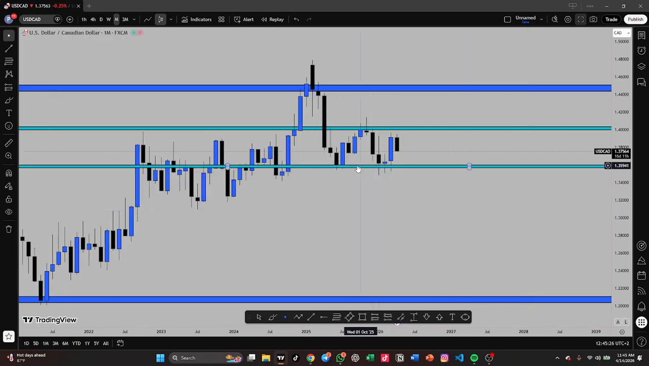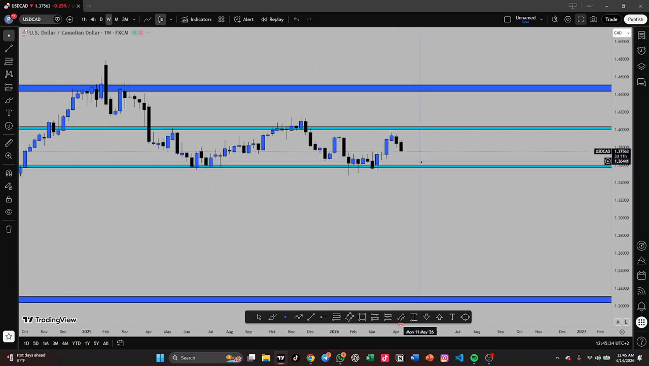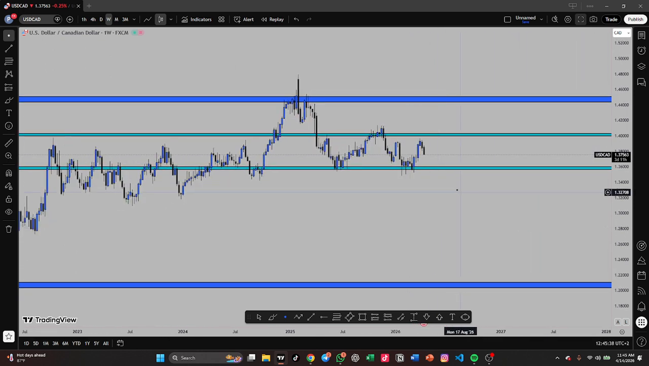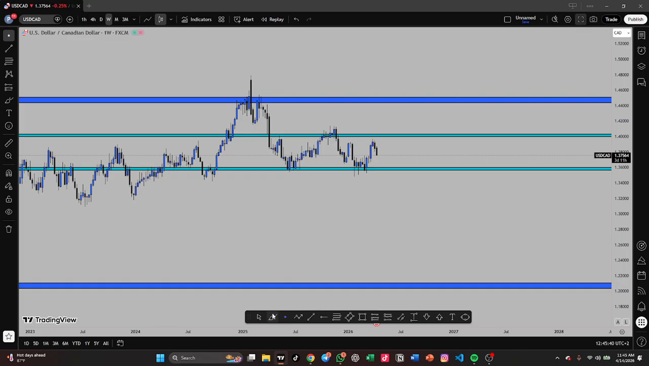So we can see that the double bottom fails to even break above the neckline, and now we can see price coming back down. If we now scale down to the weekly chart, what is the weekly chart saying? It is still saying that sellers are very much in control. This is a lower high, all of this pointing to a lower high. In fact, a possible double top right here for a bearish continuation movement.